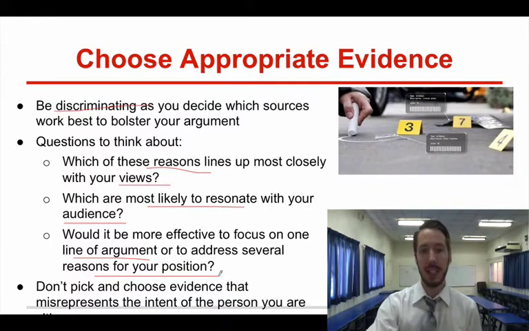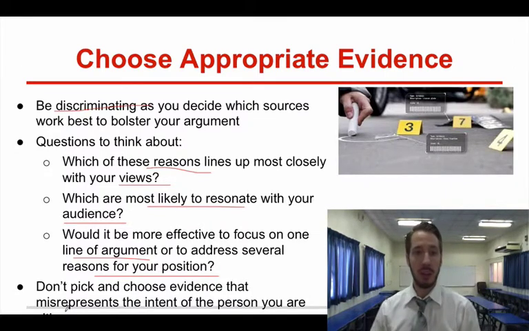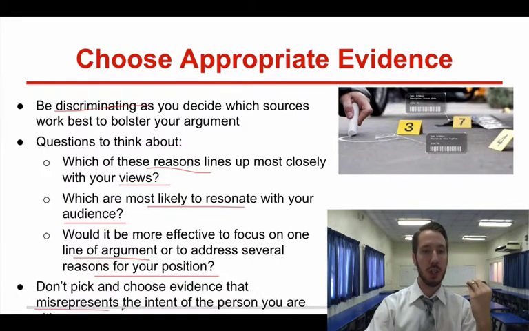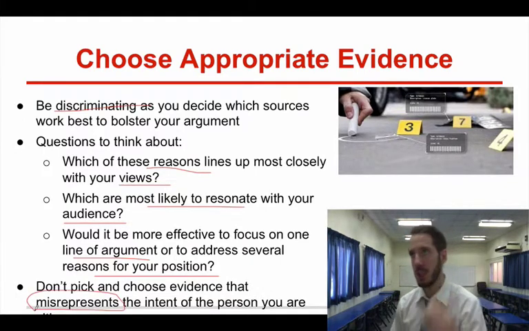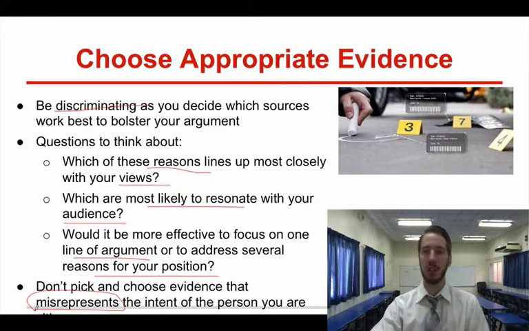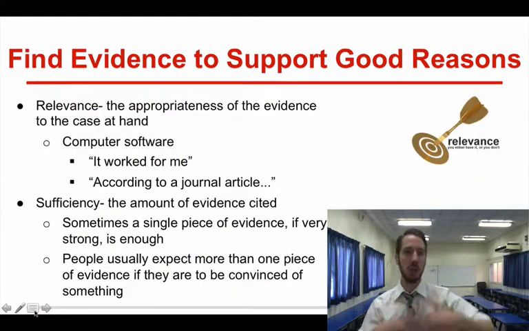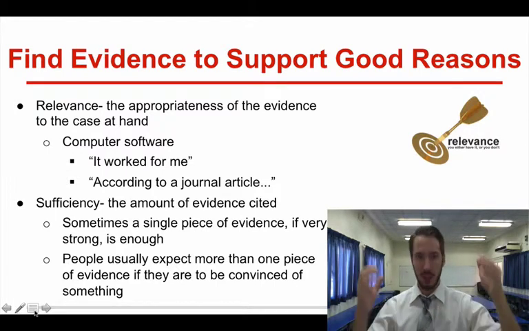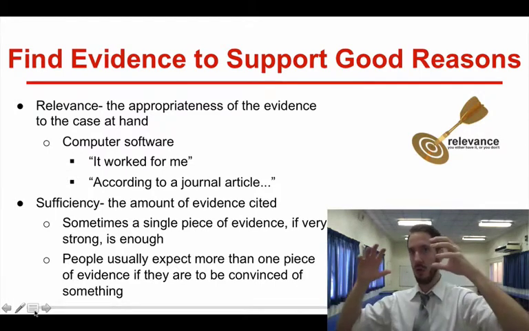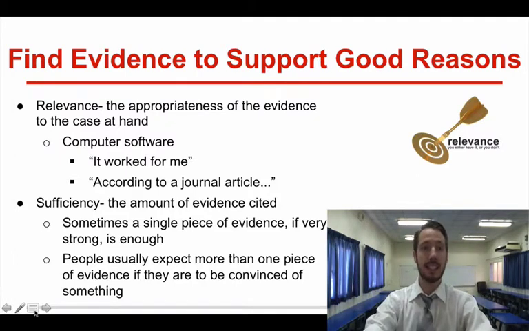Don't pick and choose evidence that misrepresents the intent of the person you are trying to convince. Make sure that the evidence you're choosing is being interpreted properly. If you're citing a quote from an expert and what you cite is not at all what the expert is actually trying to say, it's going to destroy the argument you're making. Now, when you're trying to find evidence, you always have to think about two ideas: is this evidence relevant, and is it sufficient?